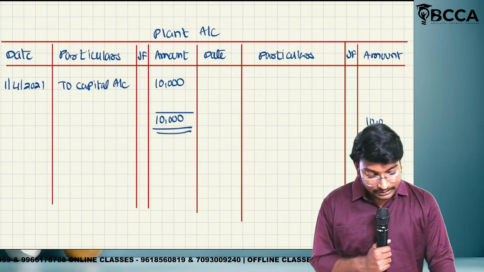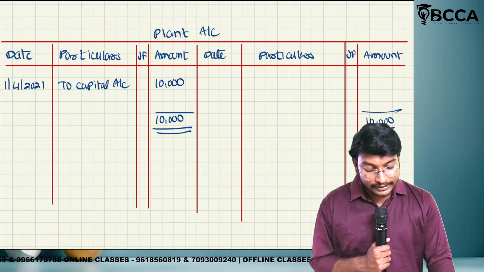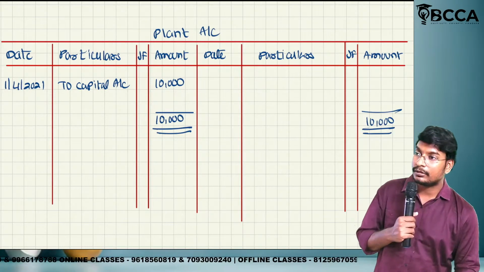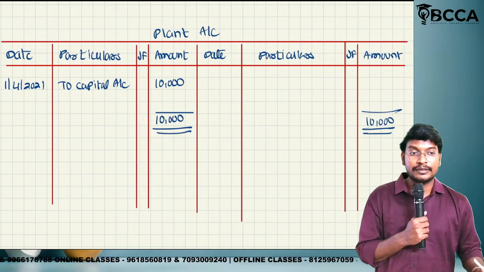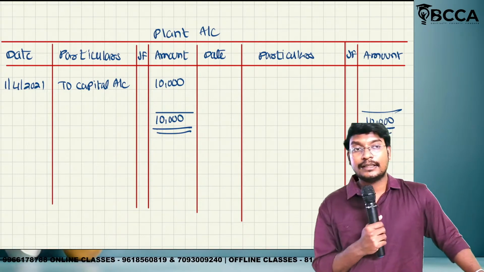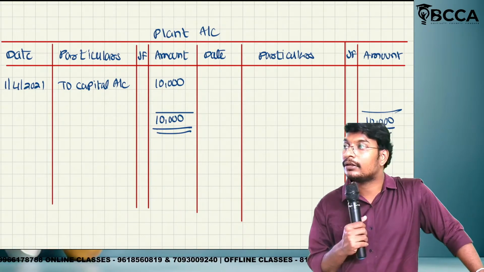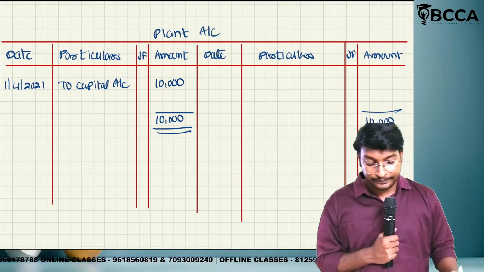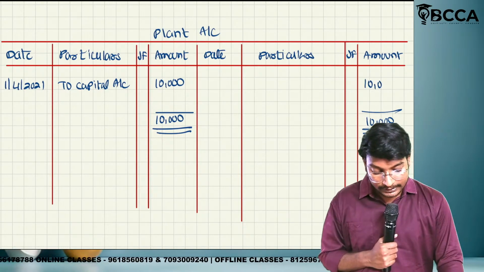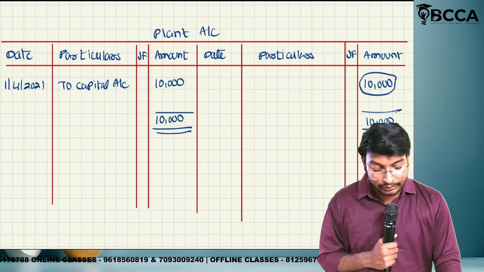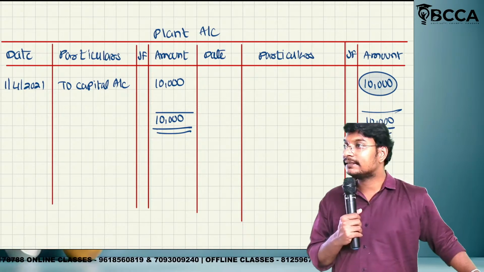So 10,000, 10,000. Next, we need to find out the difference. What is the difference amount, guys? 10,000. 10,000 minus 0 means 10,000. That difference amount should be recorded on the lowest side. What is the lowest side? Credit side. So here the 10,000. We will round off because this is called a balancing figure.